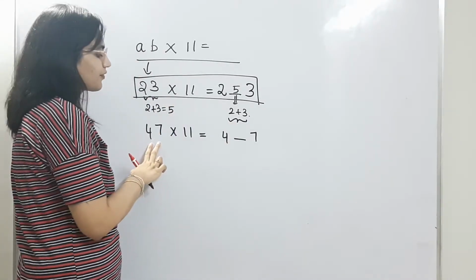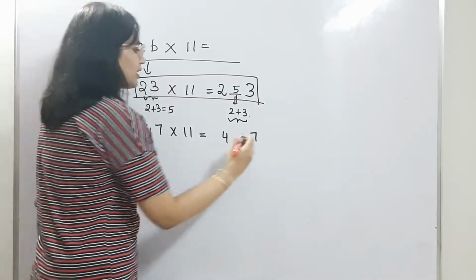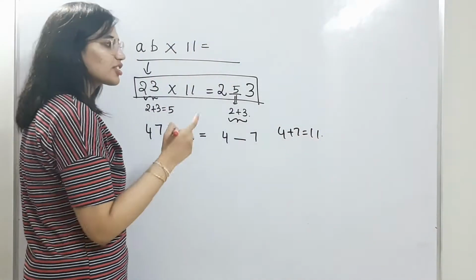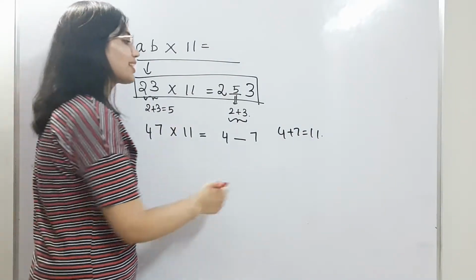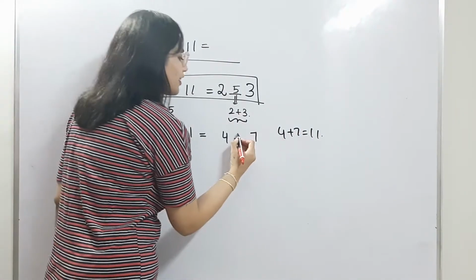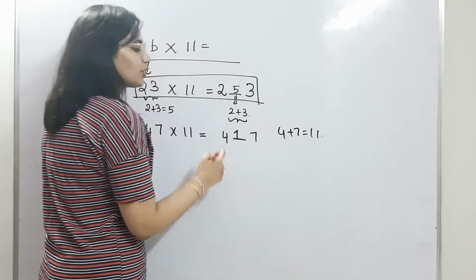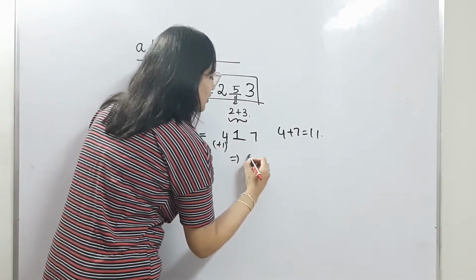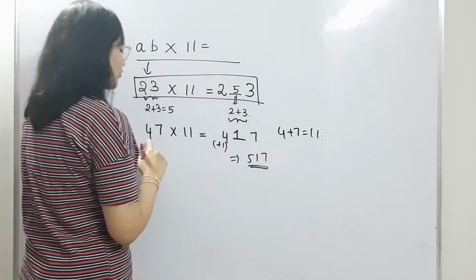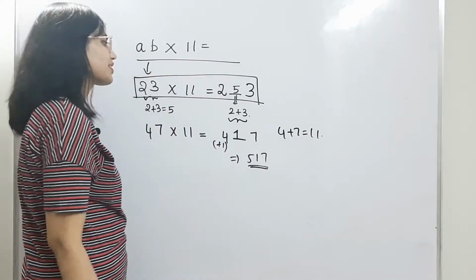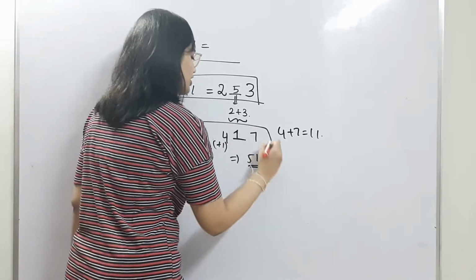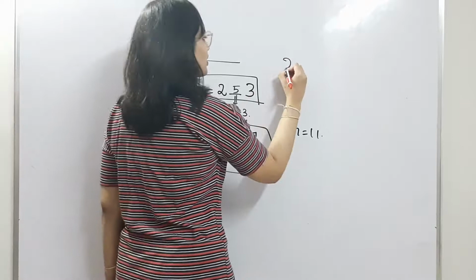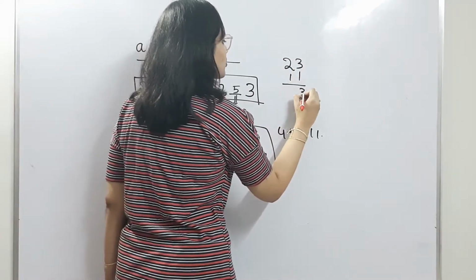But what happens if this is two digit, as in if we add 4 plus 7, here we will be getting 11. So it's a two digit number, it's not a one digit number. So in case of a two digit number, you will write 1 here and then you will carry forward 1 to this place, that is 5 and 7. So 47 into 11 is 517. You can check this yourself and the answer will be true. So let's try to see whether our answer is true or not.